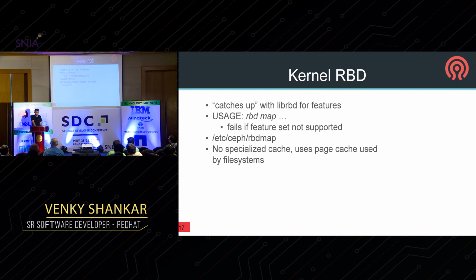Kernel RBD always tries to catch up with librbd in terms of features. We just got exclusive lock in the 4.11 kernel. Journaling is not there and some other interesting features are not there, but because kernel development is slow and hard, it will always try to catch up with librbd. Librbd is where we do the development first.